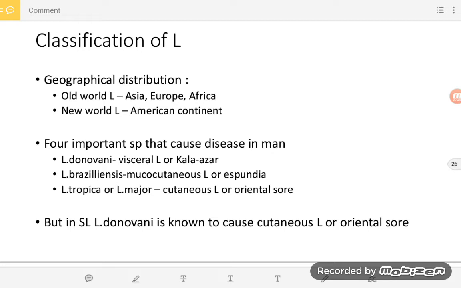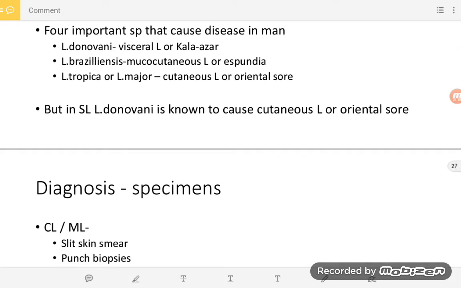But in the case of Sri Lanka, Leishmania donovani is known to cause cutaneous leishmaniasis. So if they ask Sri Lankan population-relevant questions, in Sri Lanka there is no visceral leishmaniasis; we only observe cutaneous leishmaniasis, produced by the main parasite Leishmania donovani, and the other one, Leishmania tropica. You have to remember this one. But in other countries, Leishmania donovani produces visceral leishmaniasis.